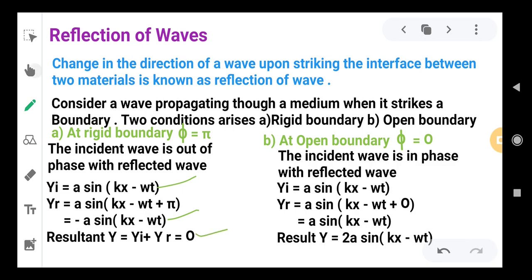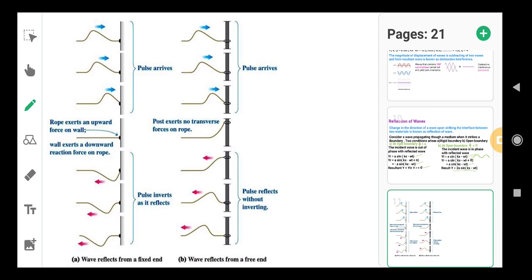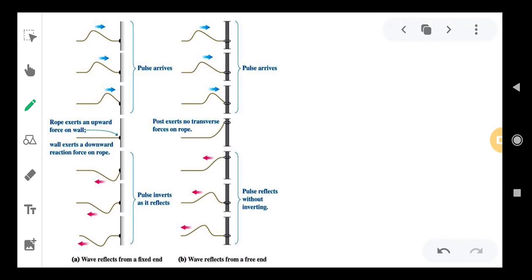Second case, at the open boundary there is no phase difference, the phase value will be 0. A sin(kx - omega t), with phase value 0, means the wave returns in the same direction, so there is no phase difference, and the resultant will be 2a sin(kx - omega t). How do we consider the rigid body and open boundary? Let us consider the diagrammatic view.